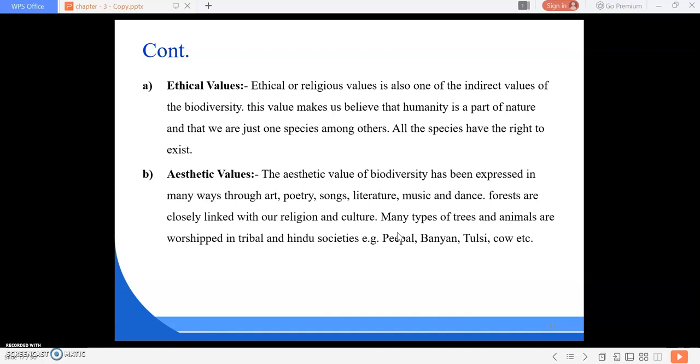So there are mainly three values of biodiversity which we have studied in this class. First is consumptive value, second is productive value, and third is social value. And again, we have also studied the ethical values of biodiversity and aesthetic values of biodiversity.